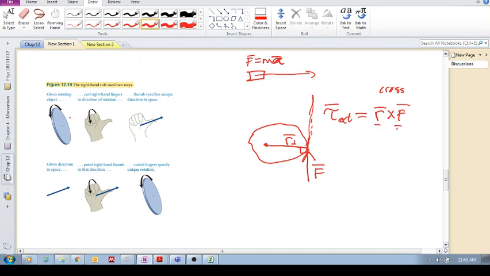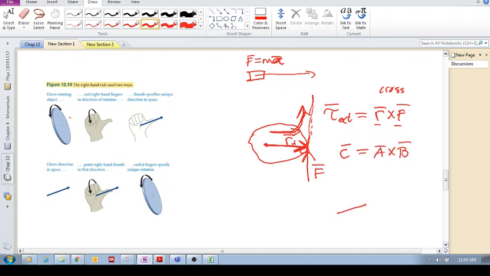R cross F. So that means that we put our fingers in the direction of R, from this point. That's our position vector for R, from the point of rotation or the pivot point towards the force. And then we curl it in the direction of the force. So you go in the direction of the position vector and you curl it in the direction of the second vector. It's the same as saying vector C is A cross B.